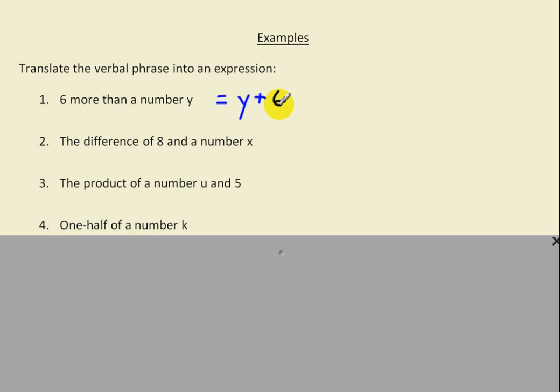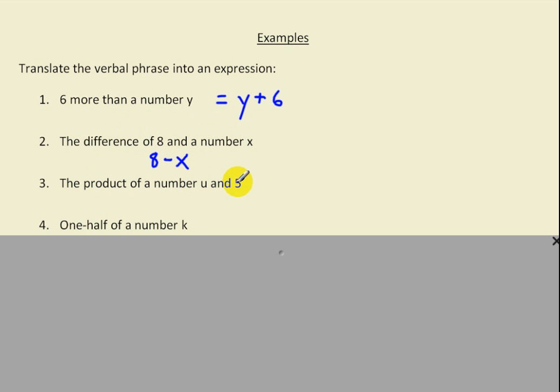a good practice to go ahead and do the addition, and then the 6 more would say put the 6 after the addition sign. The difference of 8 and a number x, here the order does matter. So 8 has to go first because it appeared first in our statement. So difference tells us to subtract and then a number x. So we have 8 minus x.